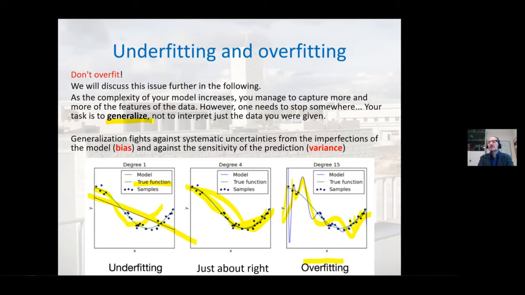So you have to be very careful, because overfitting can lead you to use a model which has large differences from the true model, much like underfitting, as you see here.